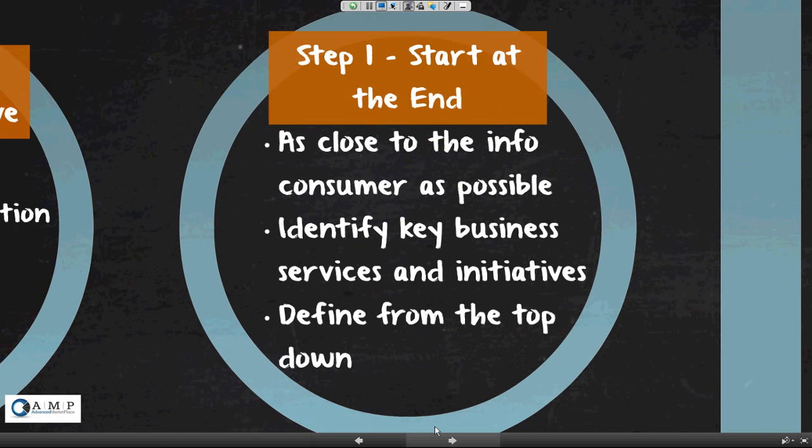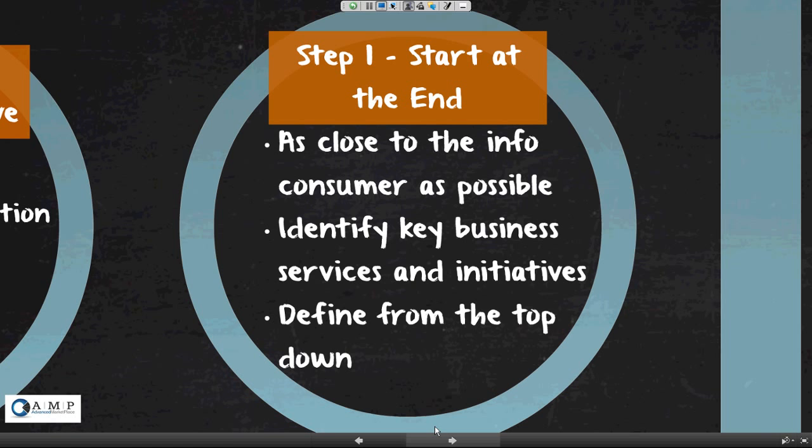So again, step one is start at the end. Get as close as you can to, I say consumer. Depending on your organization, it may not be an actual consumer, a buyer. It could be you're strictly B2B, and so your consumer is another business. But get as close as you can to whoever your customer is. And for IT, your customer is no longer just Joe Smith who's sitting at the phone inside the same building as you. It's the business customer.